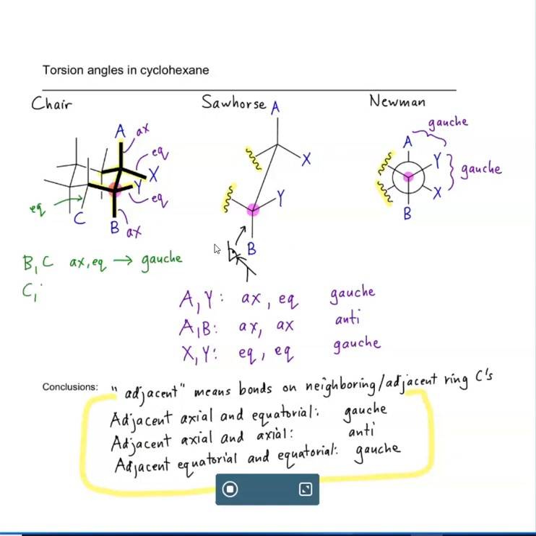Let's look finally at the relationship between C and Y. C is equatorial. Y is also equatorial. When you have two equatorial bonds next to each other like this, their relationship is also gauche. And again, when we look at the template, it's really hard to see that those two are gauche to one another. But we know that because they're adjacent equatorial bonds, they're going to fall in line with the pattern that we developed by looking at the right side of the molecule, and thus they will be gauche.